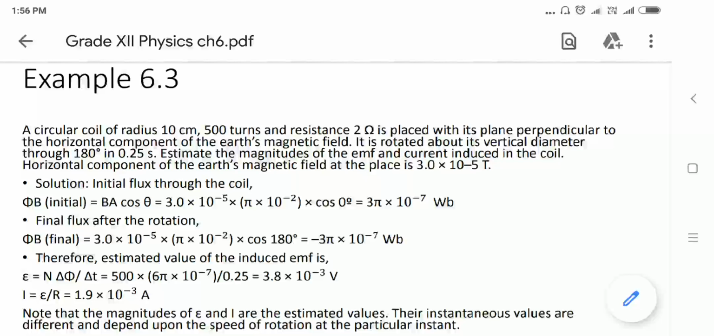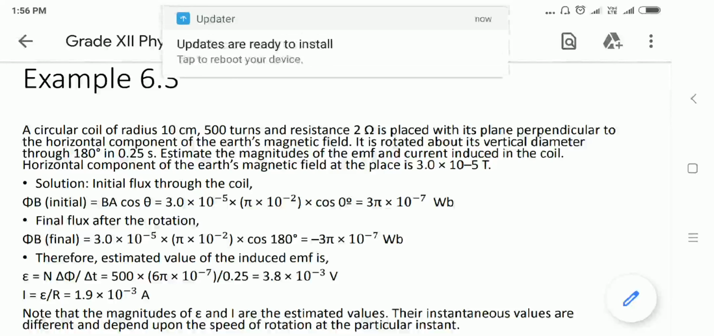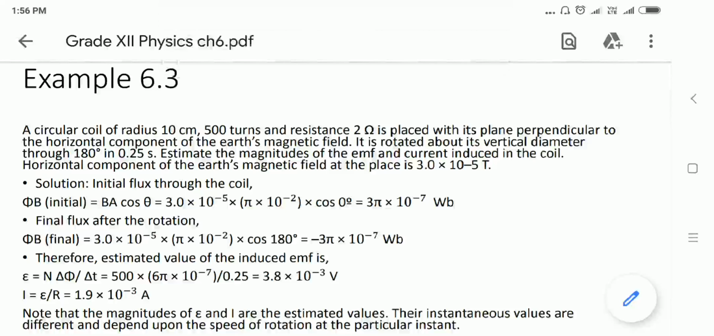See, initial flux, that is flux equation B cos theta. Initial flux we have B, that is 3 into 10 raised to minus 5 Tesla. Area is available, that is pi into 10 raised to minus 2, as the radius is 10 centimeter. Initially the angle is 0, so cos 0 is 1. So that is 3 pi into 10 raised to minus 7 Weber.